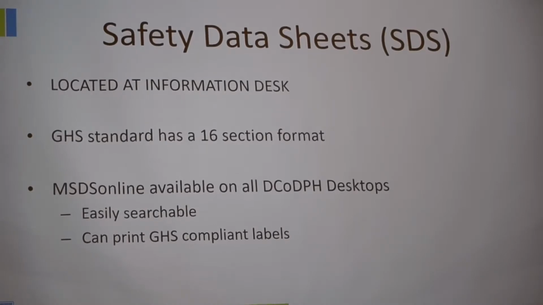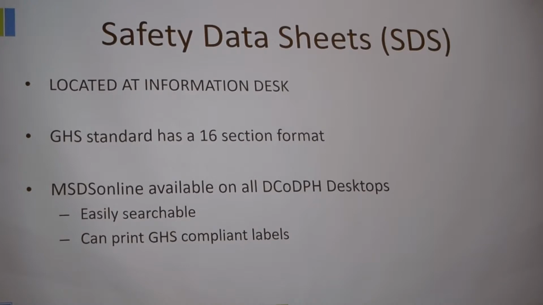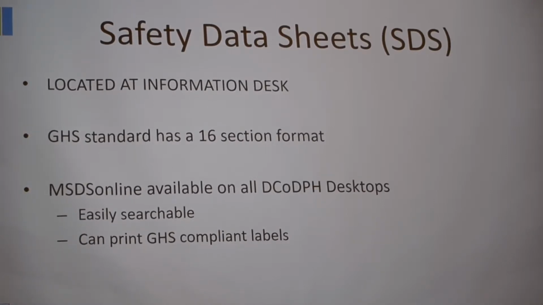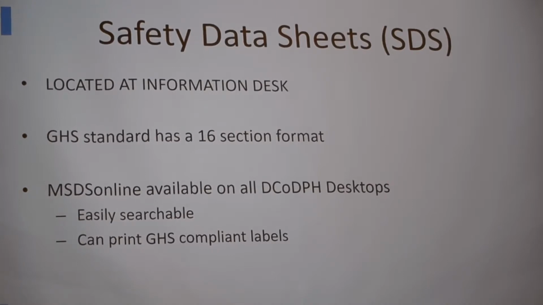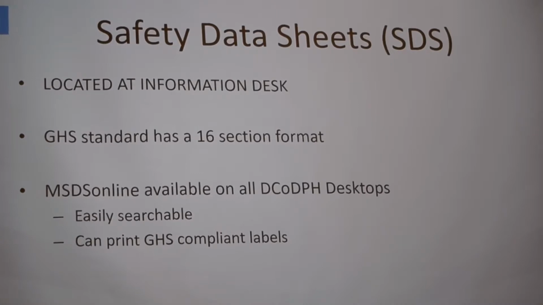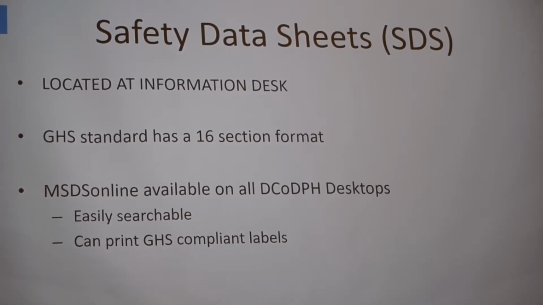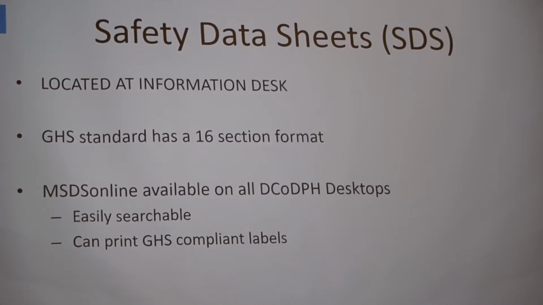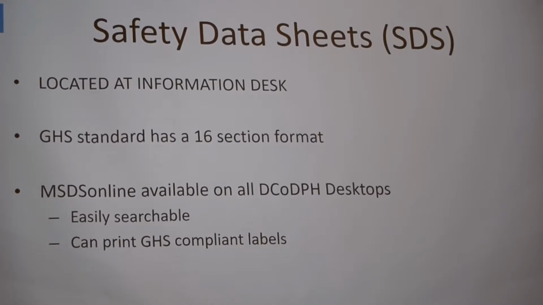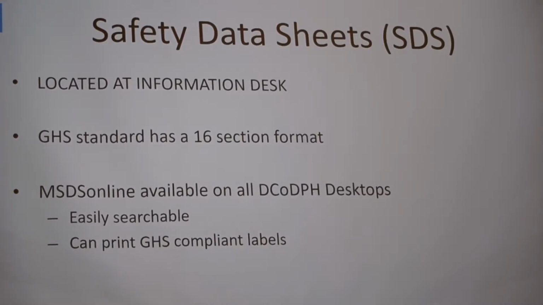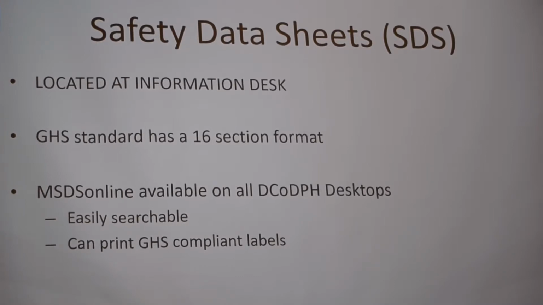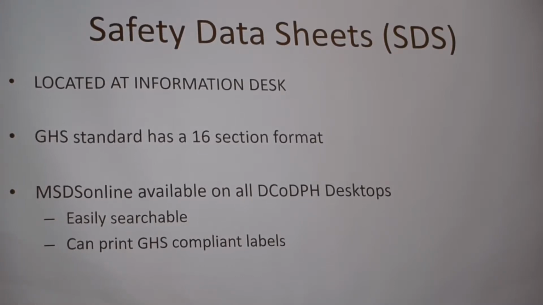Here in the Health and Human Services Complex, we have physical hard copies of the safety data sheets located in yellow binders at the information desk at the front entrance. Those follow the GHS standard 16-section format. We've all seen them over the years. It's very similar to the labeling, except it goes into far more detail on the constituents of the product, transportation requirements, and deeper information regarding environmental and physical hazards.